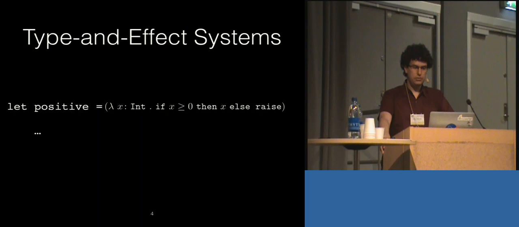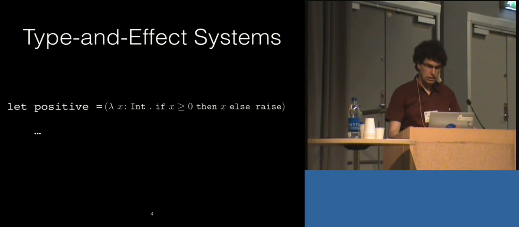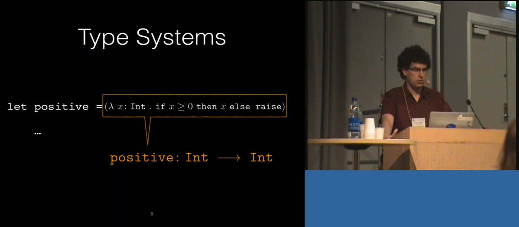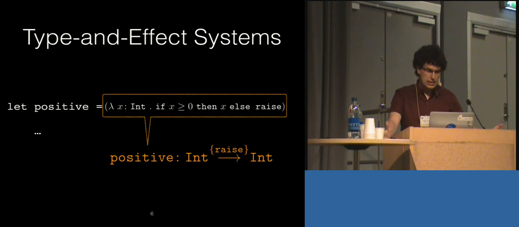Positive receives an integer argument, and if the argument is non-negative, it returns it, or otherwise it may raise an exception. In a simple type system, we may say that positive has a function type that goes from int to int. But this type does not take into consideration the fact that an exception may be raised. So using a type and effect system, we make this fact explicit.